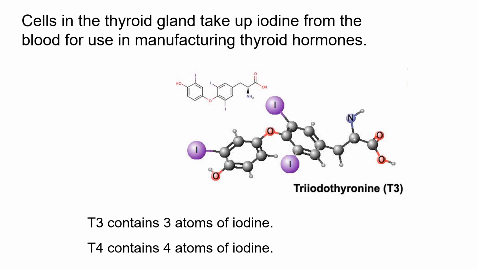They are called T3 and T4. Those are shorthands for triiodothyronine and tetraiodothyronine, where tri means 3 and tetra means 4. And this is referring to the number of atoms of iodine that occur in each of these molecules.